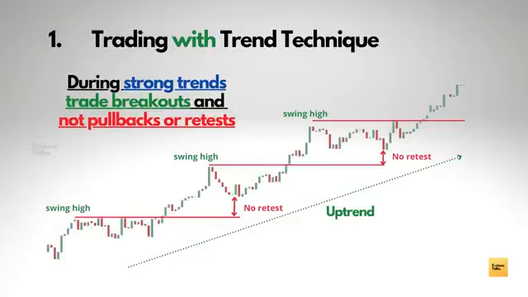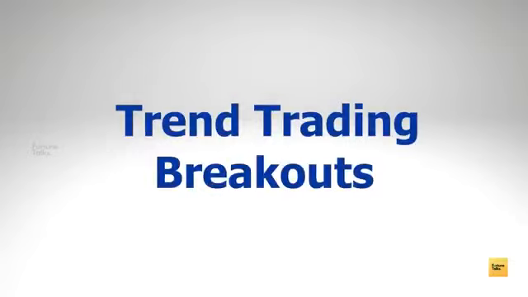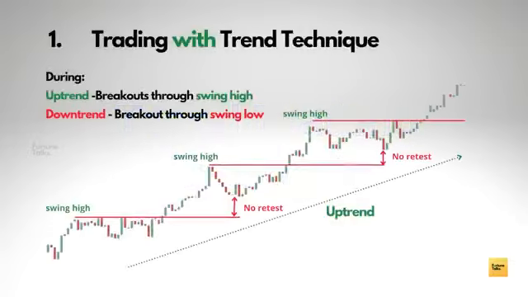We will discuss the pullback trading systems in the upcoming episodes. Right now, in this scenario, you want to trade breakouts instead of pullbacks. This type of breakout trading strategy is called the trend trading breakout strategy. Here you can either trade the break of the swing high or swing low depending on the type of trend the market is in. Let's see how this works with an example.